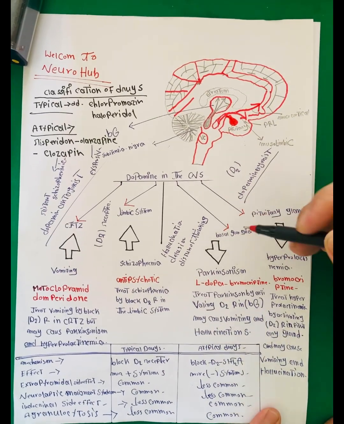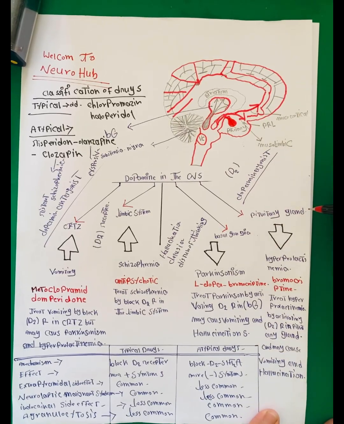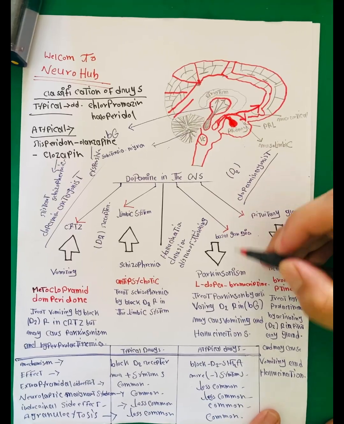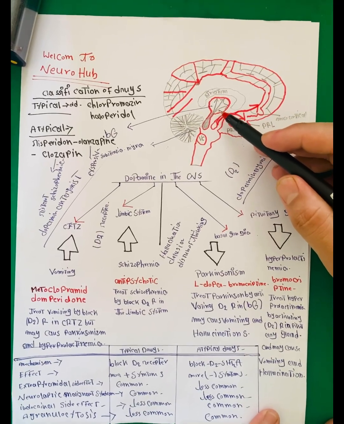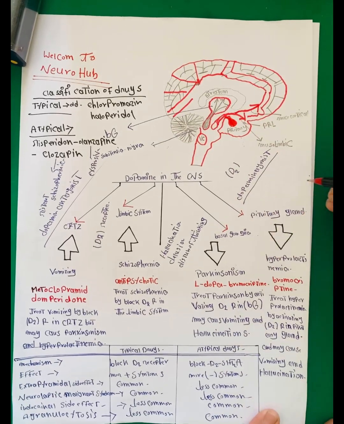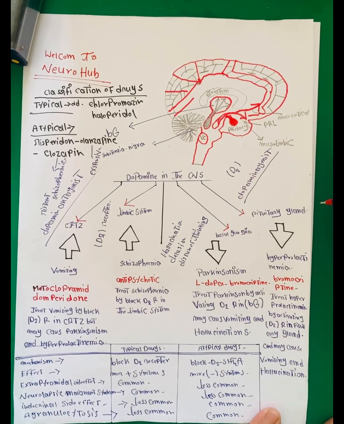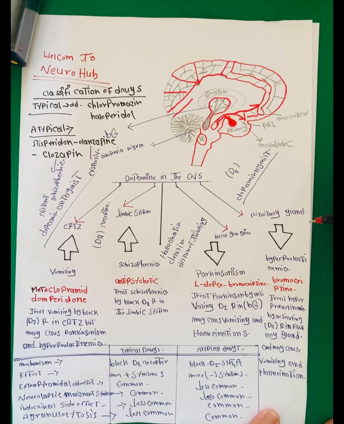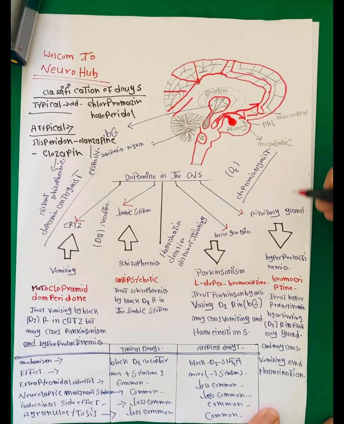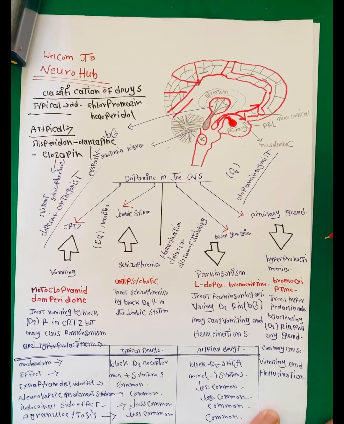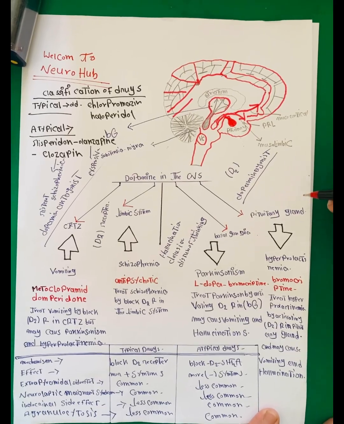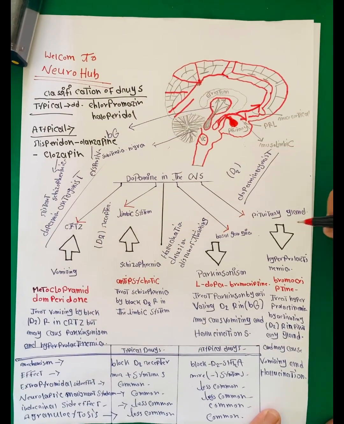So when the dopamine is decreased in the basal ganglia or pituitary gland: in the basal ganglia or nigrostriatal pathway, when the dopamine is decreased, it causes Parkinsonism. But when it's decreased in the pituitary gland, it causes hyperprolactinemia. When the dopamine in the pituitary gland is decreased, it causes hyperprolactinemia, and when the dopamine in the pituitary gland is increased, it causes hypoprolactinemia. It's the opposite of each other.